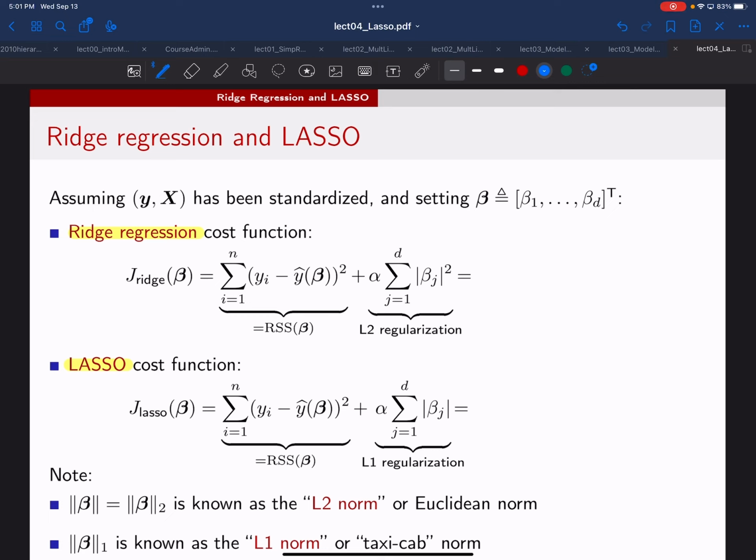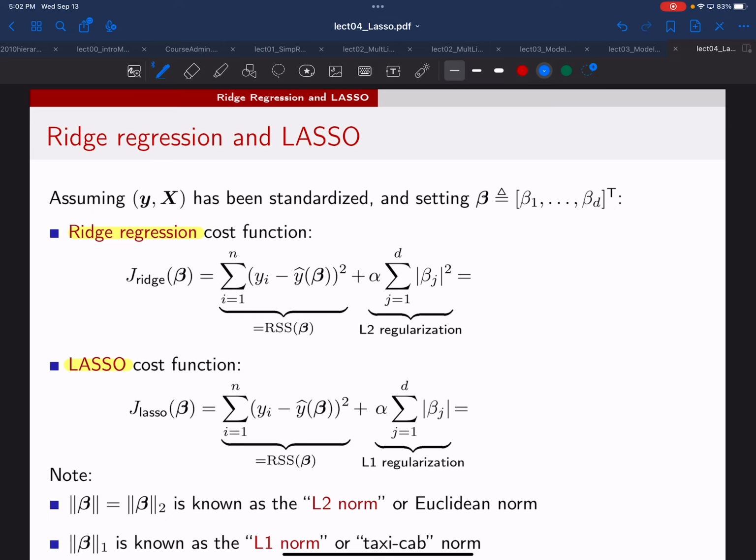So how do I write RSS without a summation? Let's see, is Ferdu Wahid here? No. Yeah, so how do you remember how we write RSS with a norm?